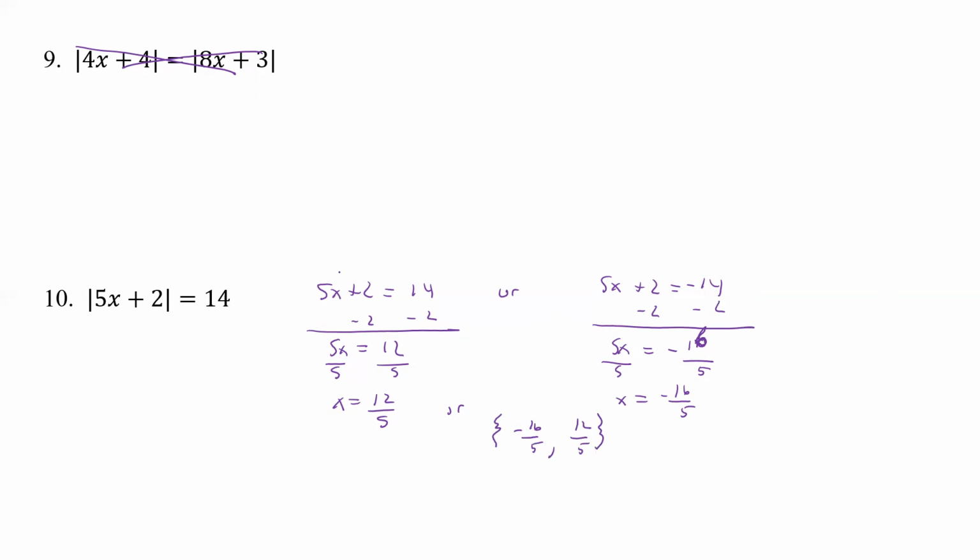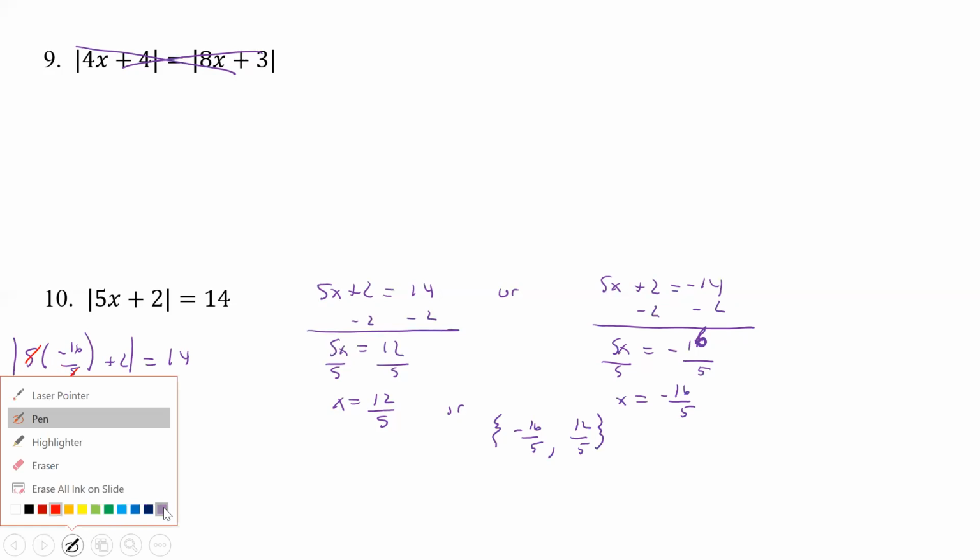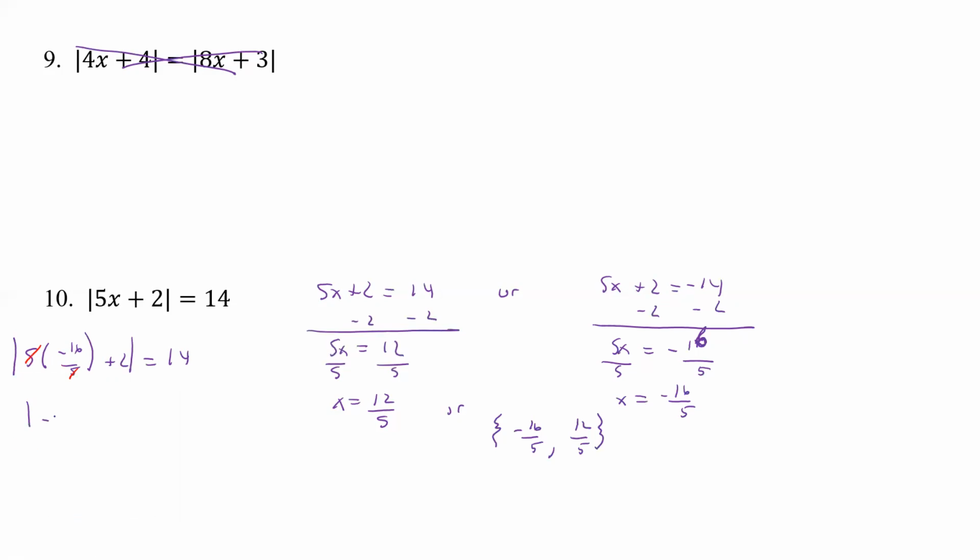Now this one maybe we better check just because I was making a mistake there. Maybe I made a mistake elsewhere. So we're going to take absolute value of 5 times, now we'll take a negative 16 over 5 plus 2 and equals 14. Well, if we cancel out what we need to, that goes and that goes. So we have the absolute value of negative 16 plus 2 equals 14. Well, negative 16 plus 2 is a negative 14. And so 14 equals 14 after you take that absolute value.